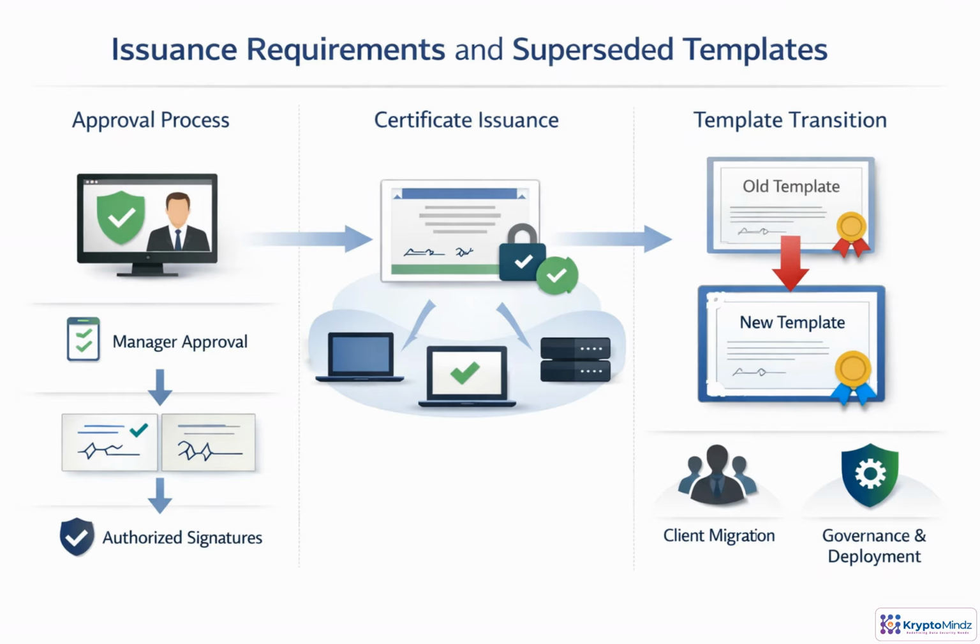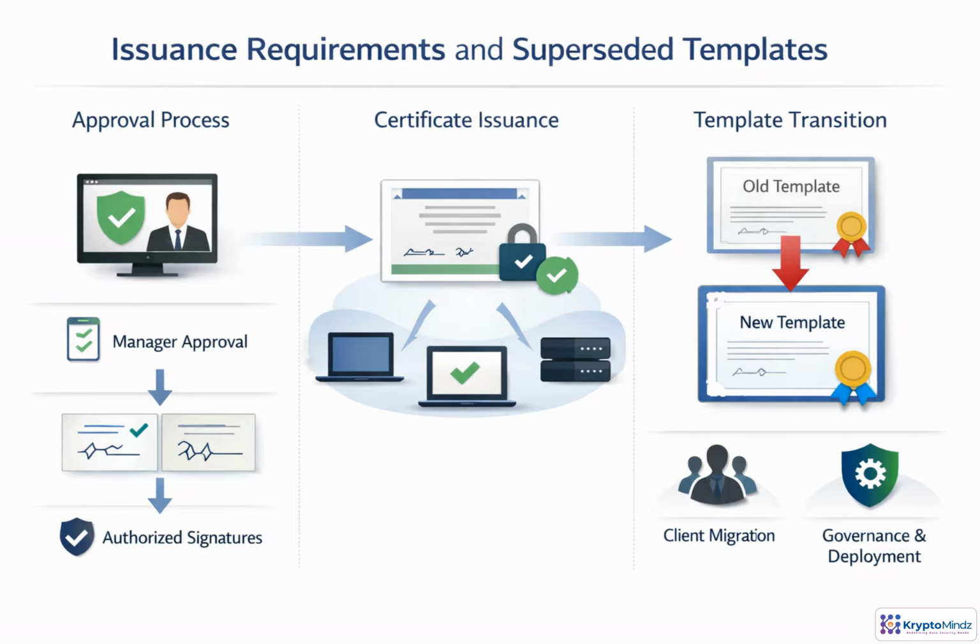Issuance requirements let you slow down enrollment when you need more control. You can require CA manager approval or an authorized signer before any certificate is released. That's ideal for high-value certificates like VPN, code signing, or administrative access. Superseded templates handle the lifecycle. You create a new version, mark the old one as superseded, publish it, and clients naturally move to the updated template. Together, these features give you governance, safer rollouts, and smoother migrations.